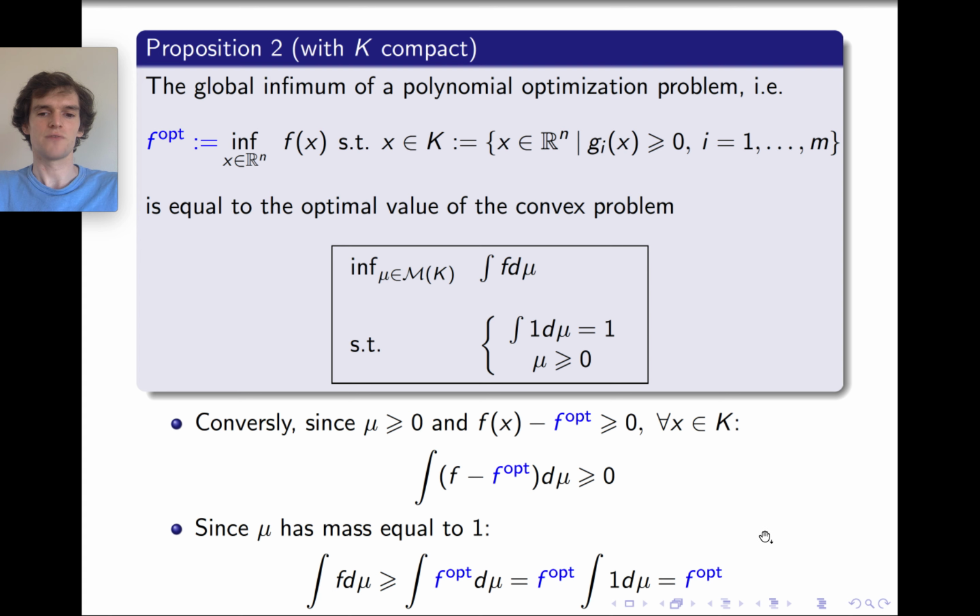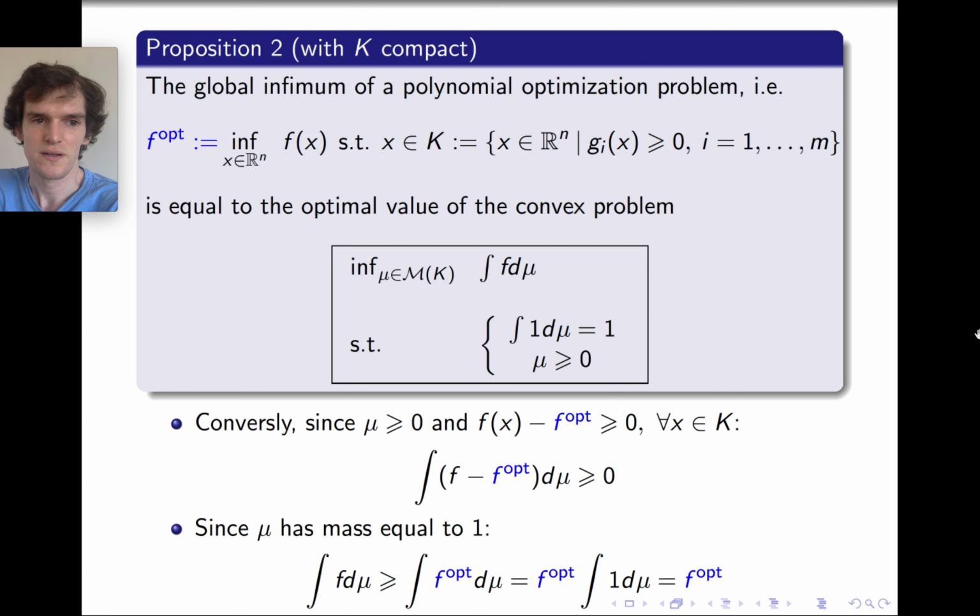And so therefore the optimal value, the smallest integration you can make with respect to f, has to be greater than or equal to f opt. So we've just shown the converse. So it has to be that the f opt is equal to this infimum here. And so basically this proves the proposition.